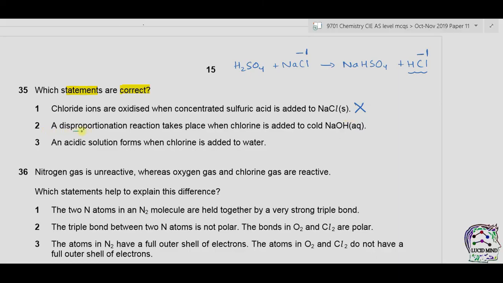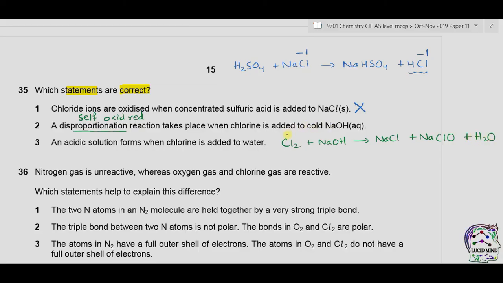2. A disproportionation reaction takes place when chlorine is added to cold sodium hydroxide. Now disproportionation means self-oxidation reduction. Let's write the chemical equation. When chlorine is added to cold sodium hydroxide, sodium chloride, sodium chlorate and water are produced.